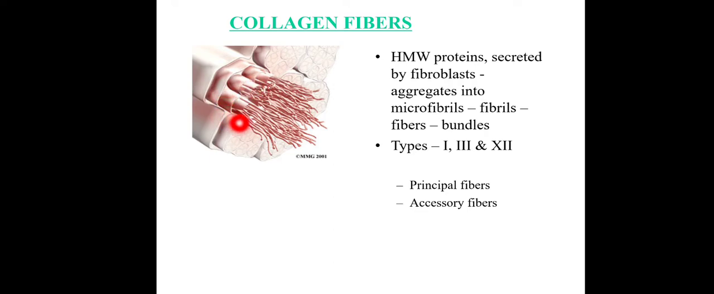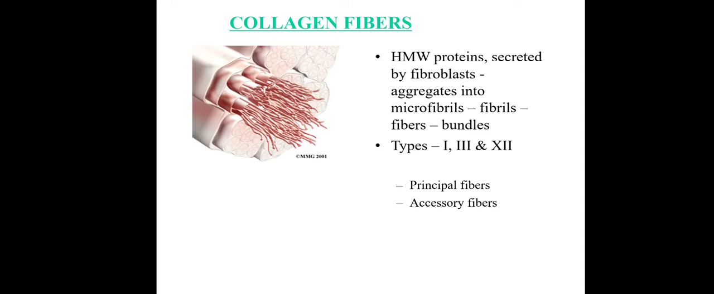And many of these fibril structures arrange together to form a fiber structure, one fiber. And many of these fibers join together to form a collagen bundle. So that's the way the collagen fibers are arranged. A lot of microfibrils bundle together to form fibrils, many fibrils bundle together to form collagen fibers, and many individual collagen fibers then bundle together to form collagen fiber bundles.